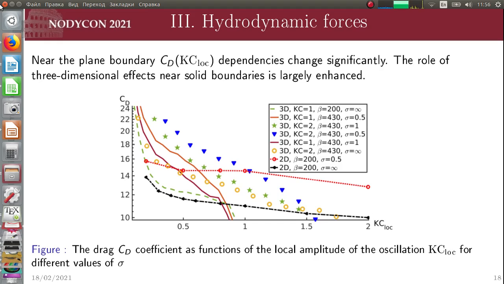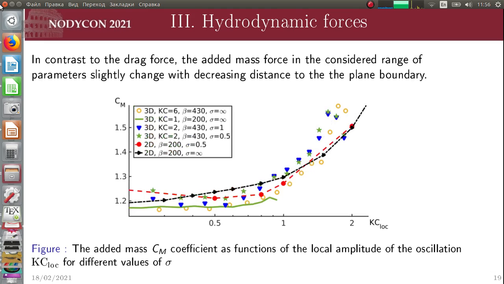The enhancement of the role of the three-dimensional effects in the vicinity of the plane boundary significantly reduces the accuracy of the quasi-two-dimensional model for estimating the drag coefficient. In contrast to the drag force, the added mass force in the considered range of parameters changes slightly with decreasing gap distance to the plane boundary. The dependences for the added mass coefficient obtained in the framework of two-dimensional and three-dimensional models are in good agreement.